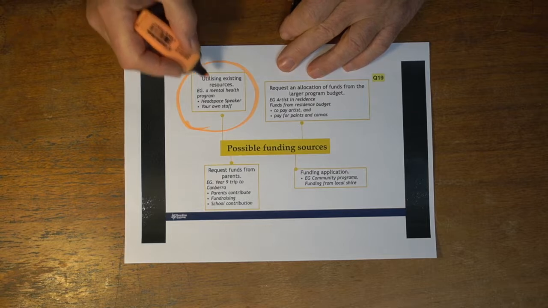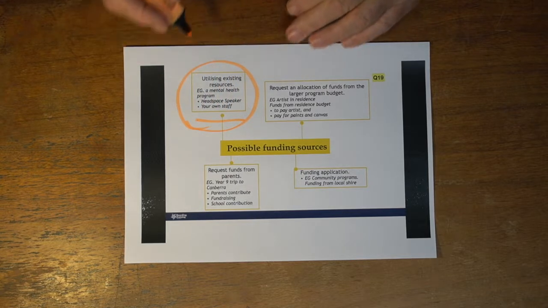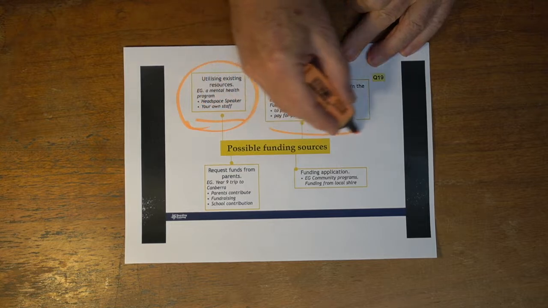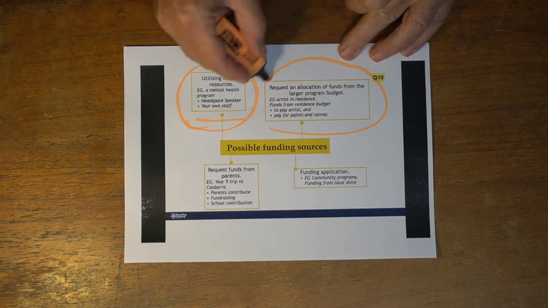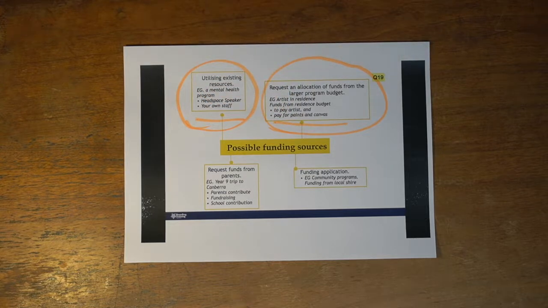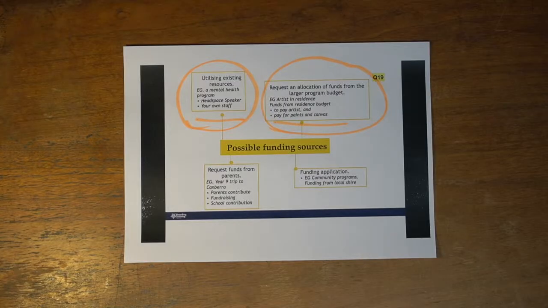Another place you could get funding is to request an allocation of funds from your own larger program. So if you were running something like an Artists in Residence program, you might request funds from your residents for a budget to pay the artist, pay for paints, pay for canvas, etc. Then you might request funds from parents. So imagine you're running a Year 9 trip to Canberra. You might get some money from parents.